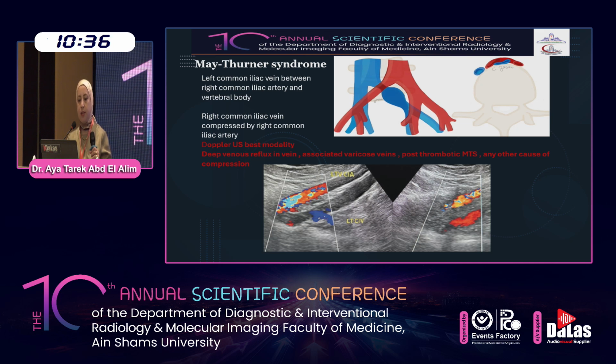May-Turner syndrome is the compression of the left common iliac vein between the right common iliac artery and the vertebral body. There is another, less common type, with the right common iliac vein compressed by the right common iliac artery. Doppler ultrasound is the best modality in this case. It shows the deep venous reflux in the vein, associated varicose veins, post-thrombotic May-Turner syndrome, and any other cause of compression that excludes the syndromic cause.